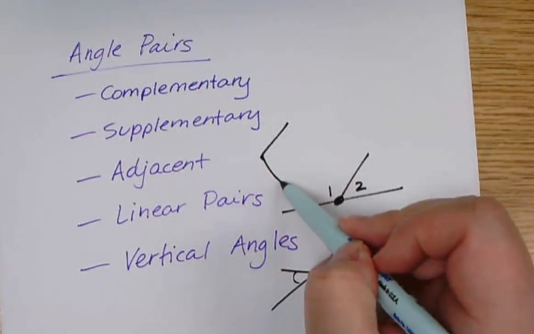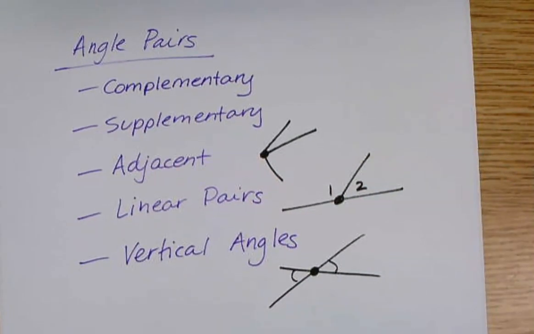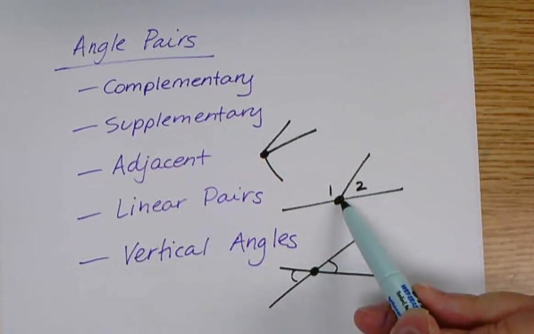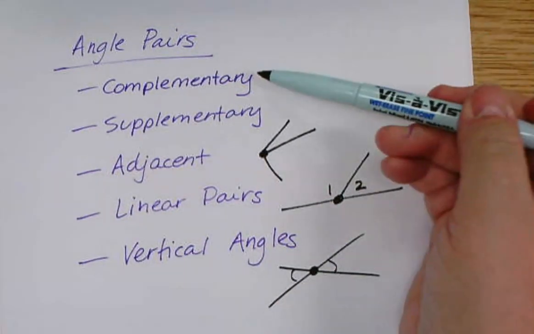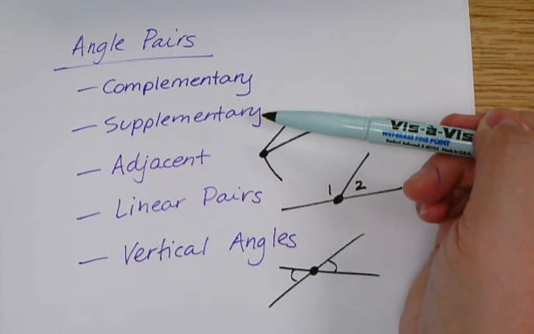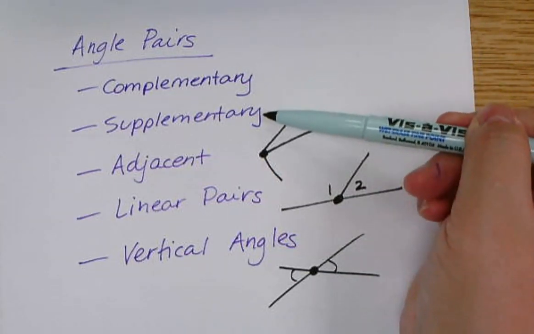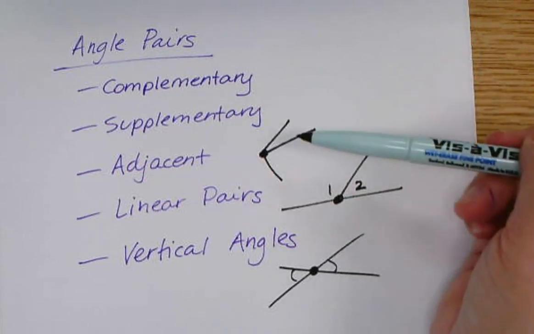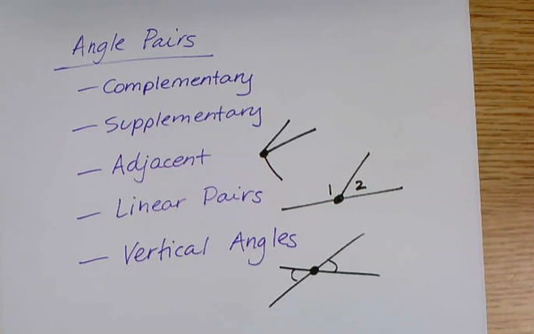Adjacent angles. All of these basically share a vertex. Vertical angles have the same vertex. Linear pairs have the same vertex. And adjacent angles have the same vertex. Complementary and supplementary don't even really have to be in the same picture. They just have to add up to 90 for complementary or add up to 180 for supplementary. But in most of these, we're usually looking at just one intersection of two lines, or a line and a ray or segments, one intersection.